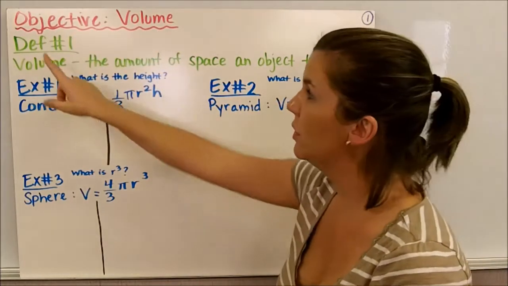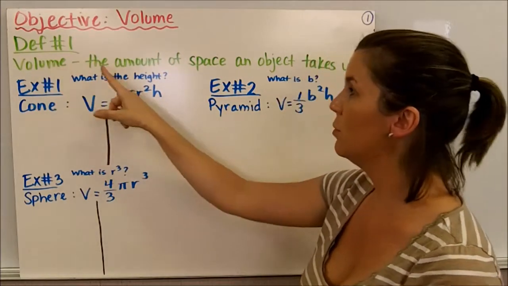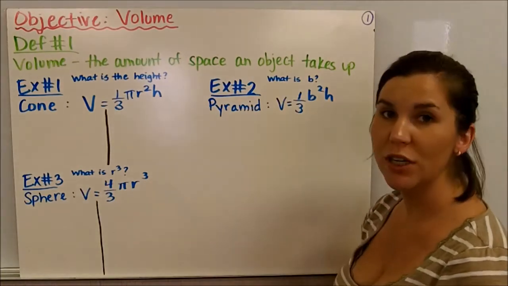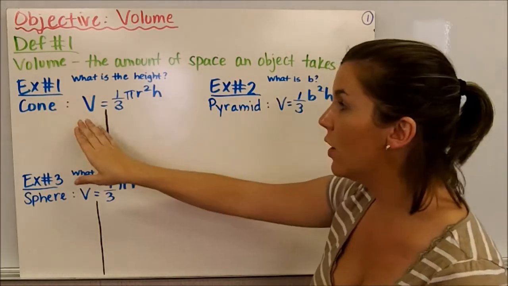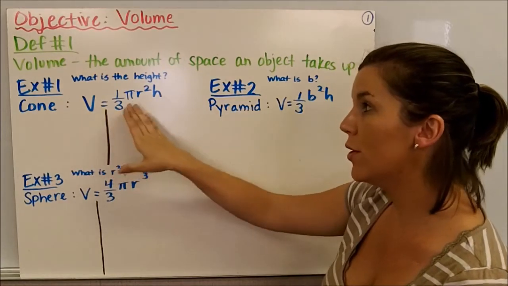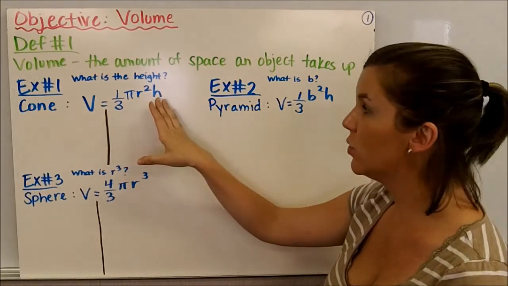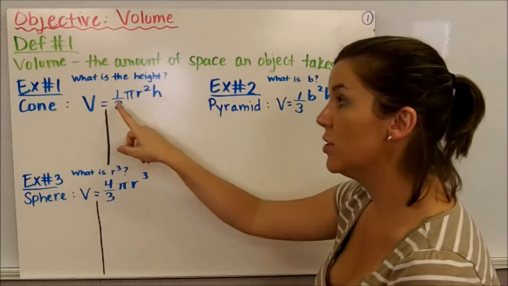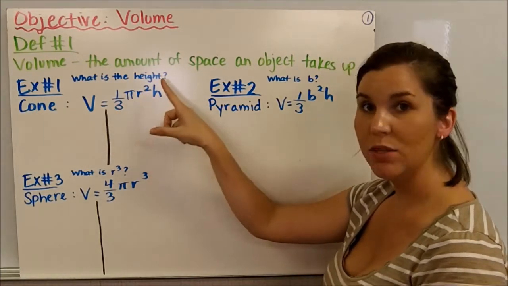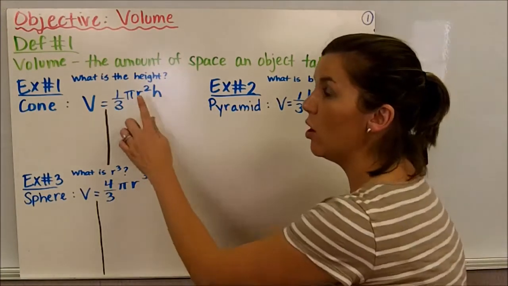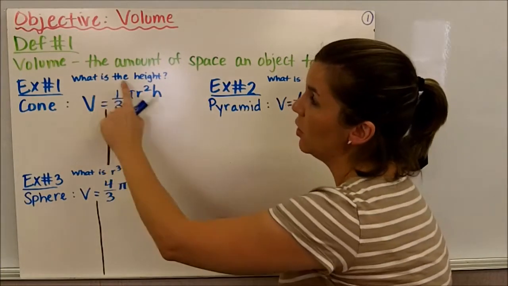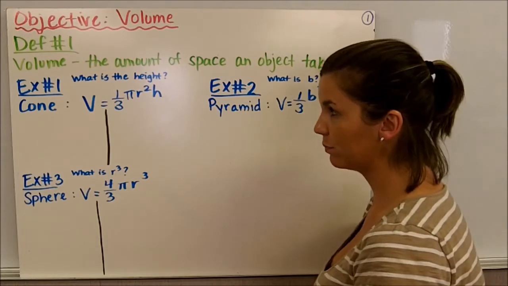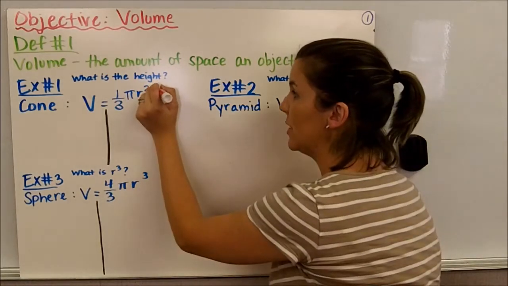Objective: volume. Definition number 1, volume. The amount of space an object takes up. Example number 1, a cone. The volume for a cone is 1/3 pi r squared h. So 1/3 times pi times r squared times h, where r is the radius of the cone and h is the height. We're going to find out what is the height. So we want to get h by itself.